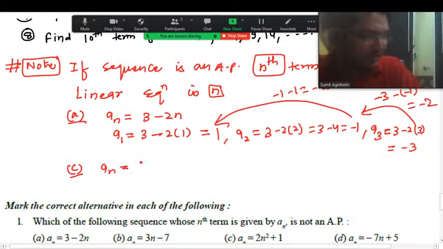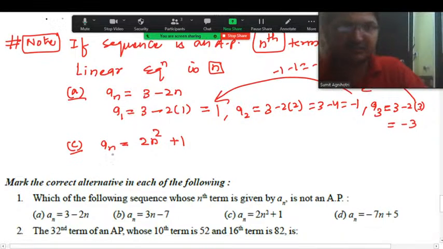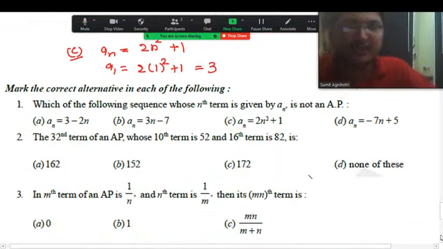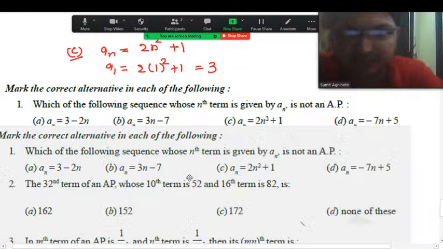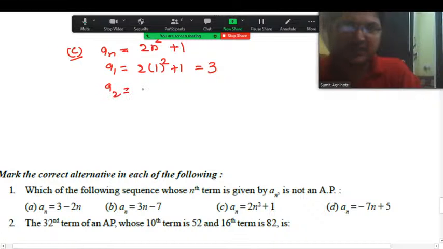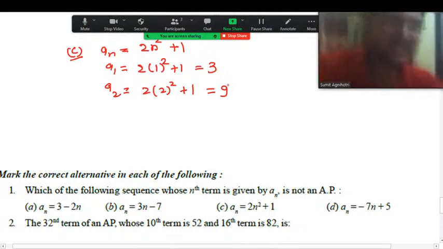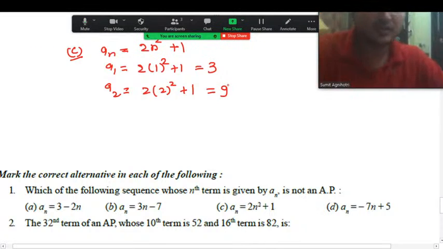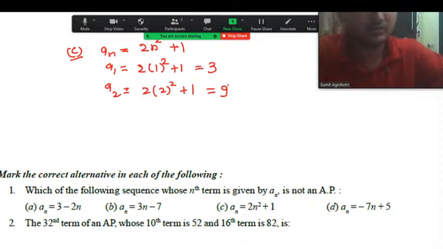C means an being 2n square plus 1. If your an is 2n square plus 1 and you want to find the first term, you get 2 times 1 square plus 1, that means 3. For the second term, you get 2 times 2 square plus 1, that means 9. So 2 times 2 square is 8, plus 1 is 9.